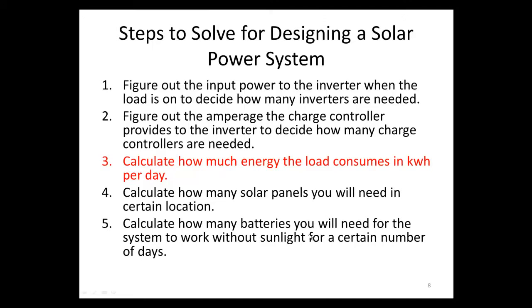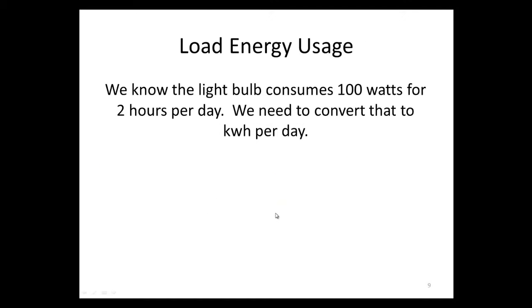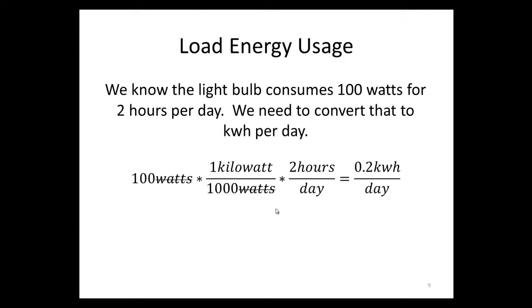Okay, so now, to start our calculations for our solar panels and batteries, we first need to calculate the energy the load consumes in kilowatt hours per day. We know that the light bulb consumes 100 watts for 2 hours per day. That was given. And we need to convert that to kilowatt hours per day. How we do that is we start with 100 watts. We first convert to kilowatts by knowing that 1 kilowatt is 1,000 watts. Remember, kilo means 1,000. We also know that it uses 2 hours per day. So when we do our unit analysis, we see that we get 0.2 kilowatt hours per day.